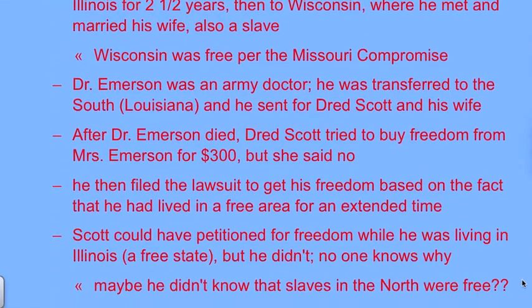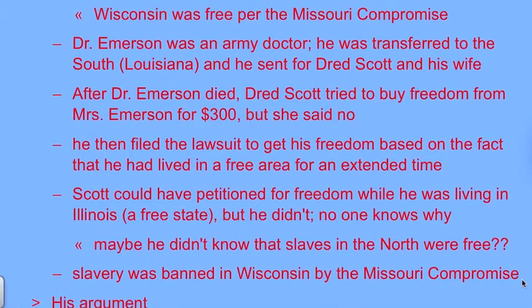When he was in Wisconsin, he met and married his wife, who was also a slave. Wisconsin was a free state under the Missouri Compromise because it was north of the 36°30' line. Dr. Emerson was a relatively nice master. He was an army doctor who was transferred to the south, to Louisiana. And when he got there, he sent for Dred Scott and his wife.